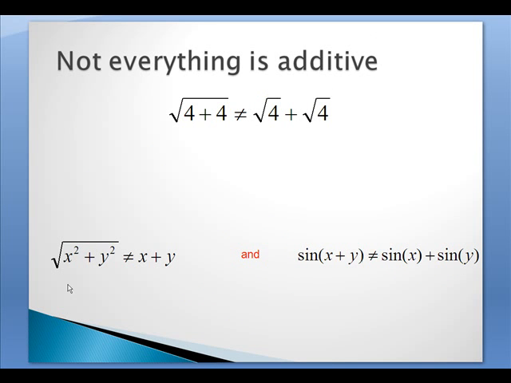Now these are very common math mistakes. Not everything is additive. So for example, root 4 plus 4 does not equal the separation of root 4 plus root 4. They're very different.